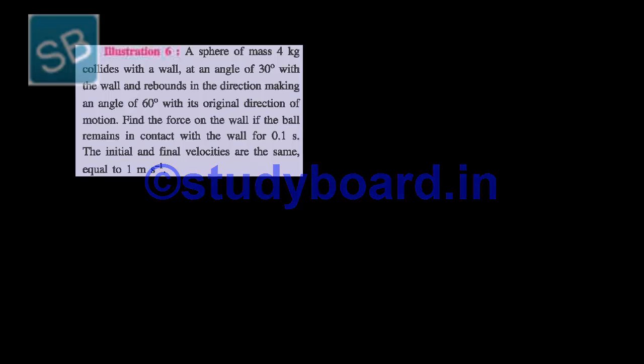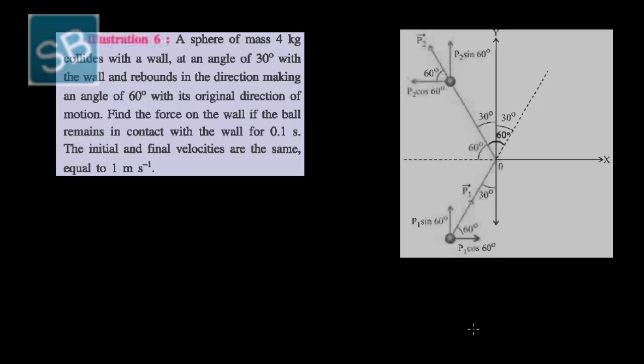Starting illustration number 6, in which a sphere of mass 4 kg collides with a wall at an angle of 30 degrees with the wall and rebounds in a direction making an angle of 60 degrees with its original direction of motion. So my first task is to find out the actual representation by a figure. So here is the figure which gives the arrangement of the statement of illustration number 6.